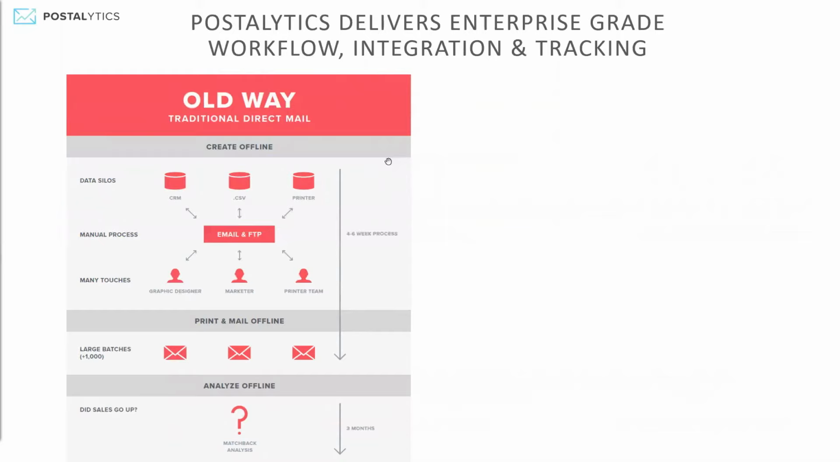The largest direct mailers will do something called a matchback analysis, where they have a bunch of MBAs sit around with spreadsheets and analyze sales trends 3 months after the fact, right? Again, most marketers can't afford to do that.